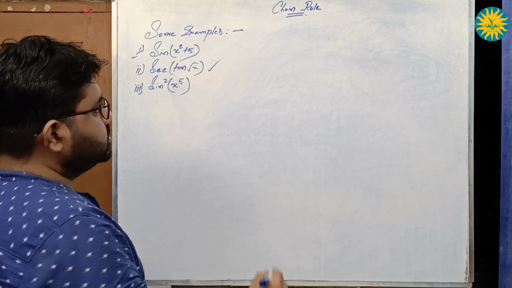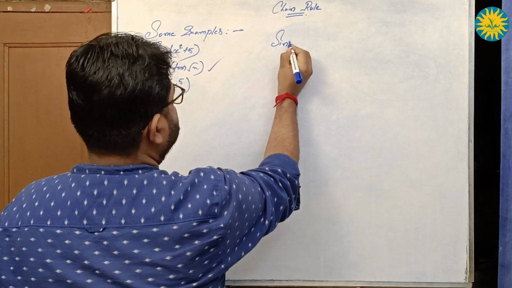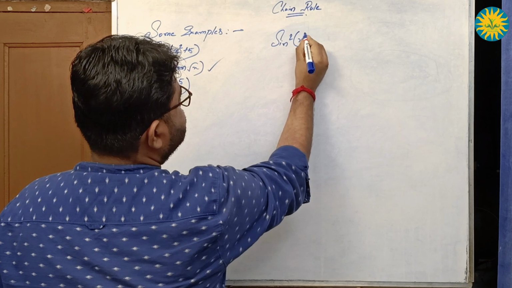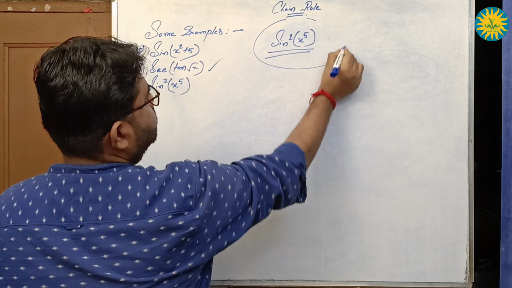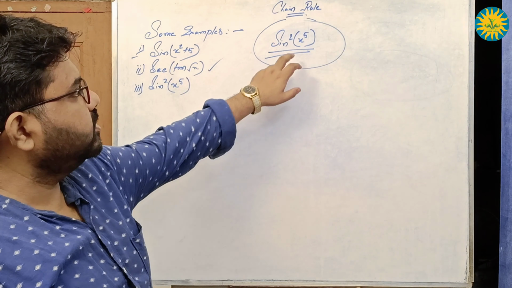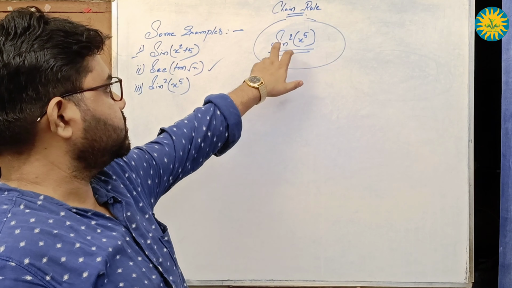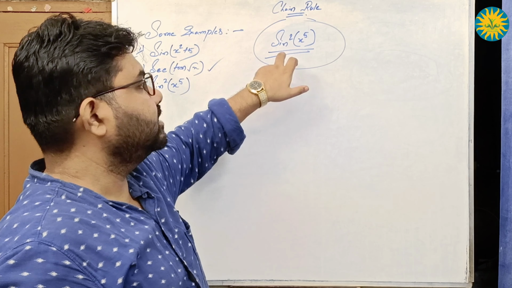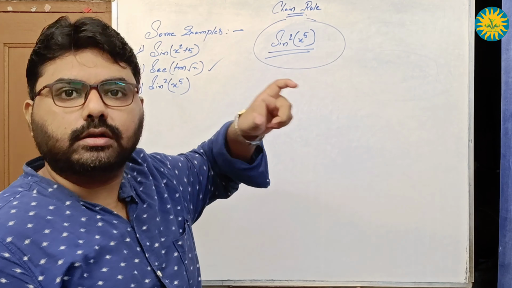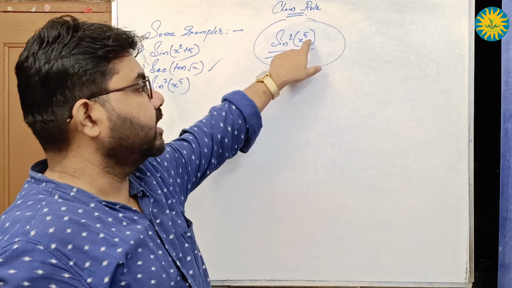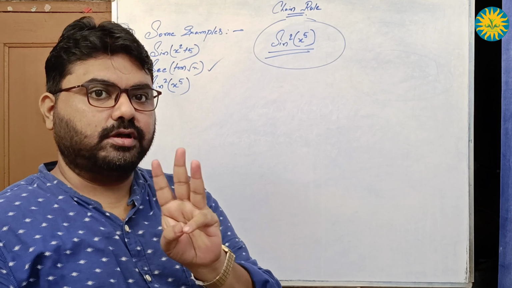The next example is sine square x to the power 5. So this is our function. How many functions are there? First of all, we will see the sine. Then the square, that is the power. And then x to the power 5. So there are three functions.